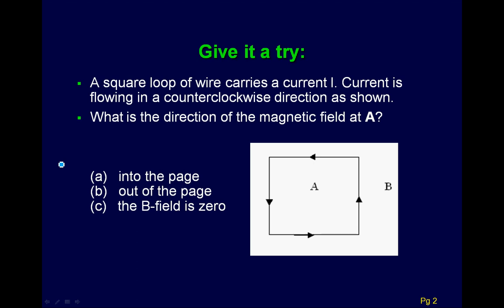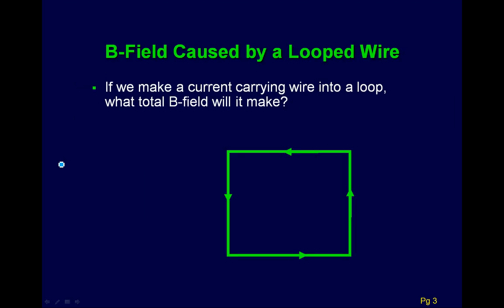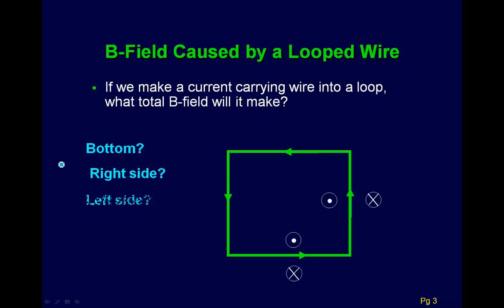Okay, so the answer I get is it'll be pointing out of the page. So let's take a look at this. So here's our loop. Now we take our curly right hand rule. If I look at the bottom and I put my thumb along with the current from the bottom, in the middle of the square, my fingers are pointing out of the page, and then they'll be pointing into the page on the other side. All right, if I look at the right side, I see the same thing. Into the page, out of the page. The left side, I get the same thing, and then finally the top, I get the same thing.